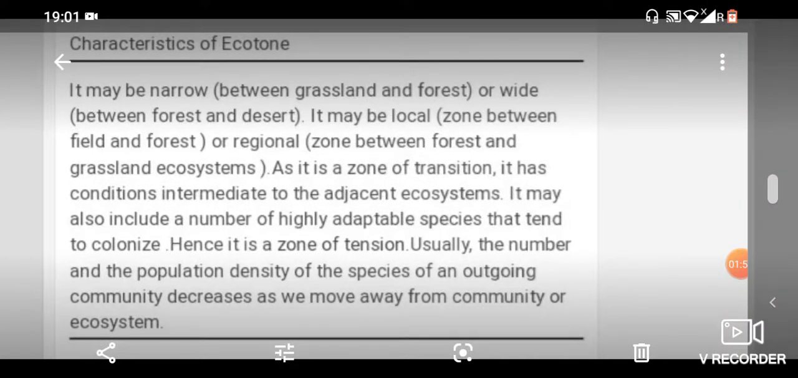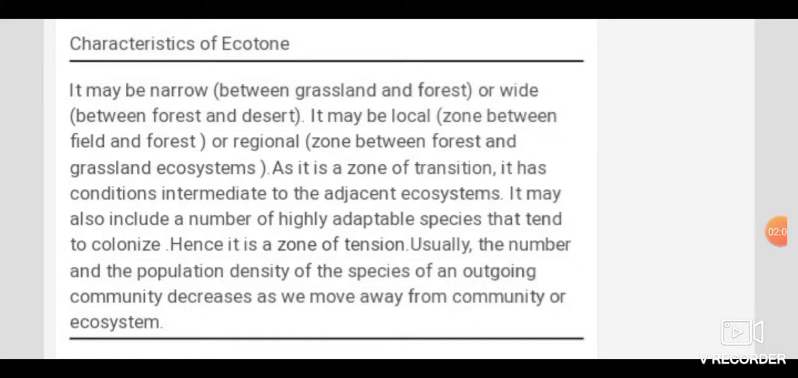the characteristics of ecotone. So it could be narrow, that is between the grassland and the forest, or wide, that is between the forest and the desert, or it may be local, that is between the field and the forest, or could be regional, that is the zone between forest and the grassland ecosystem.